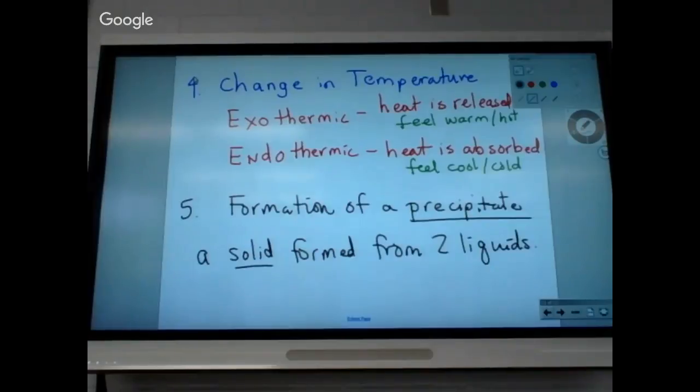All right. Number 14. Your biology teachers are going to be disappointed if you don't get this right. You just crushed them. Chemical. Why is it chemical?